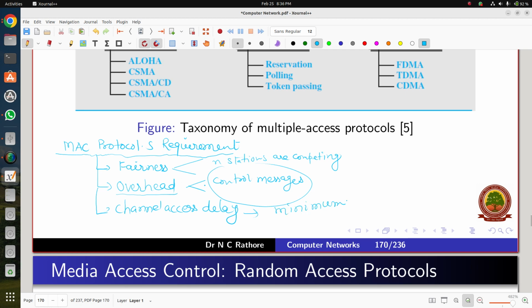And one more thing: many times we would like this delay to be a constant, fixed value, but sometimes that may not be the case, especially in the case of contention based protocols. So we want this delay to be usually minimum and bounded. It should have an upper bound, so that no more delay than that will occur. So channel access delay should be minimum and bounded for a good MAC protocol.